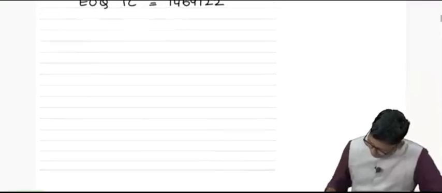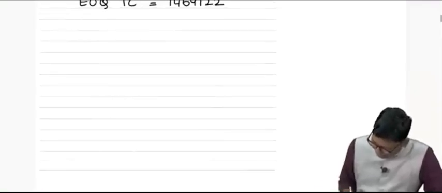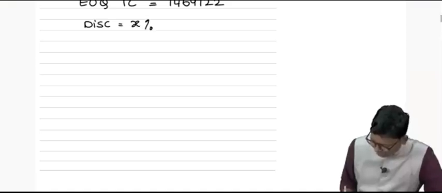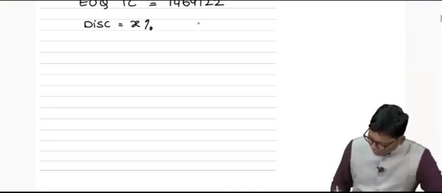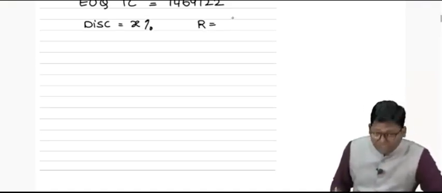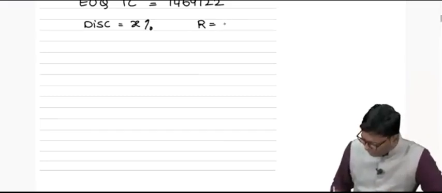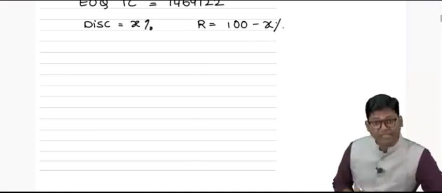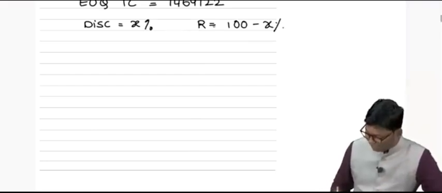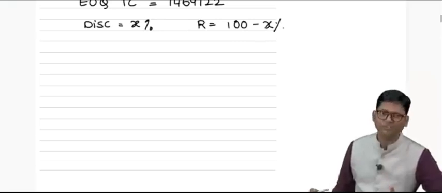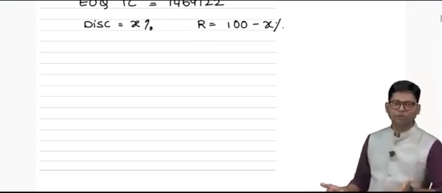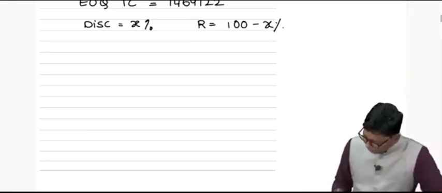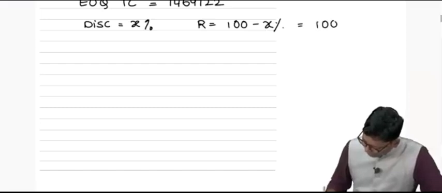Now, if you want to calculate a discount margin, in that case, we assume discount is equal to X%, correct? This is the first assumption. Because of this, your revised purchase price or rate per kg of raw material will become original purchase price 100 minus X%. And when you perform this calculation on your calc, 100 minus X percent is obviously 100 minus X only, where X is your discount. Okay. So this will become 100 minus X.